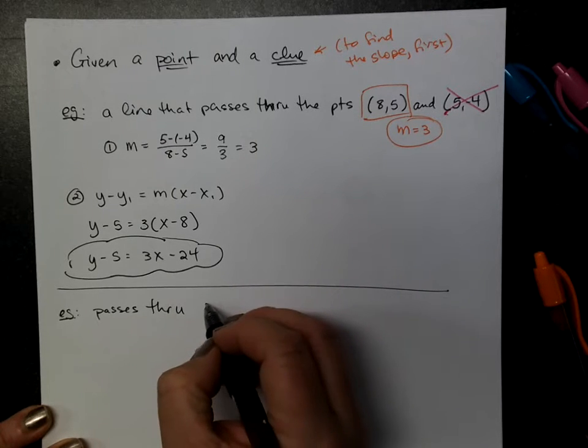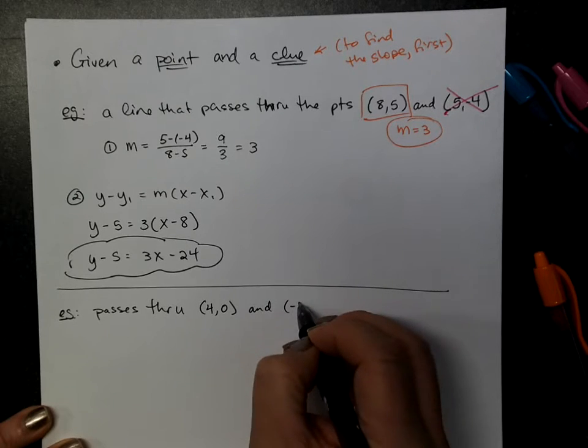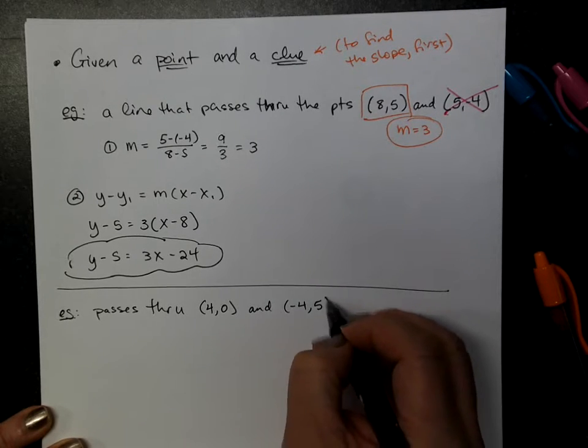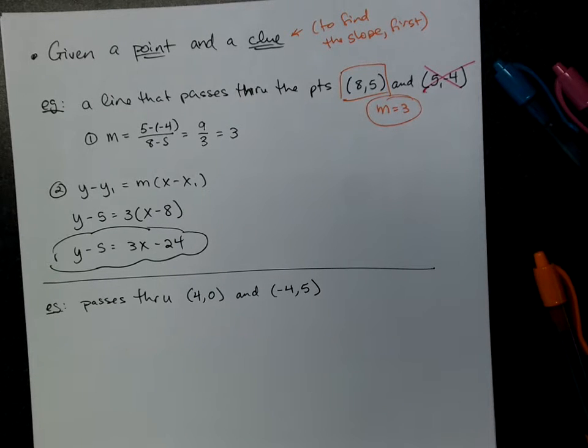Okay, so you try this one. It passes through 4, 0, and negative 4, comma 5. Ooh, do I have a special point there? What do I have? X-intercept. The x-intercept, right? So am I going to be able to use it to find my equation? No. It is a special point, but not for finding the equation.